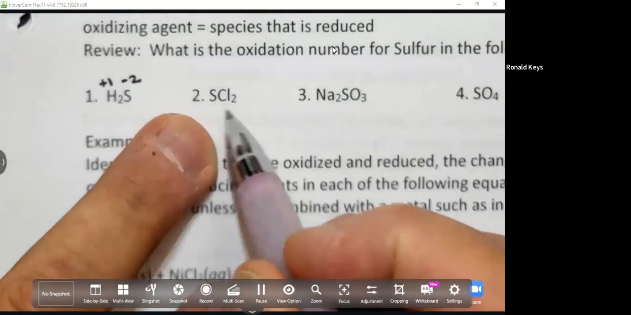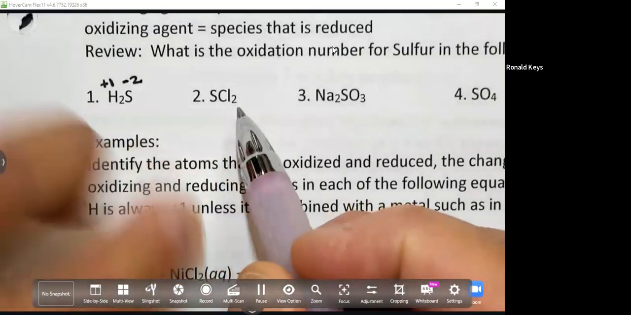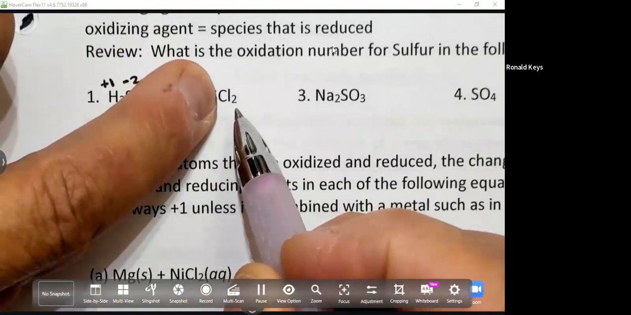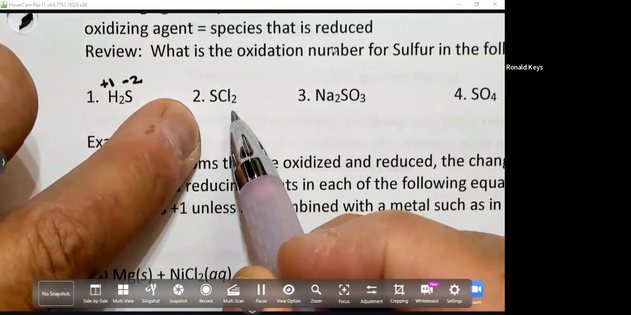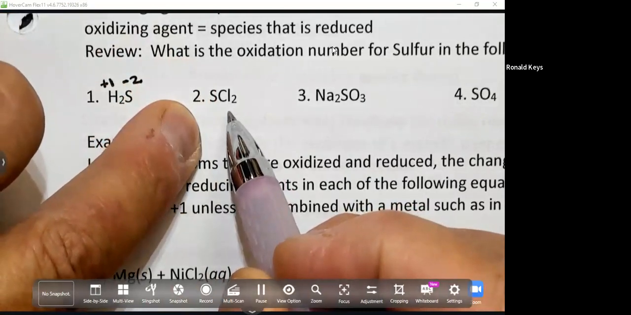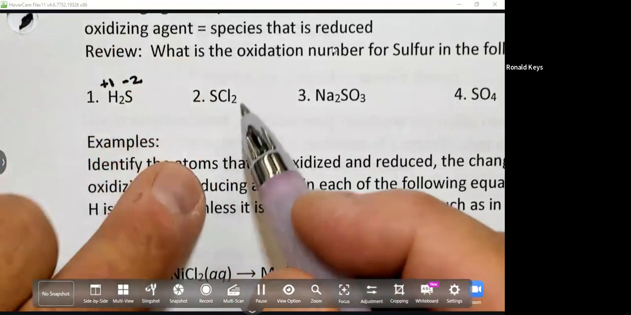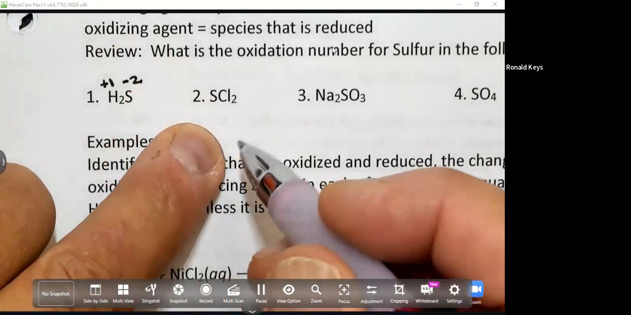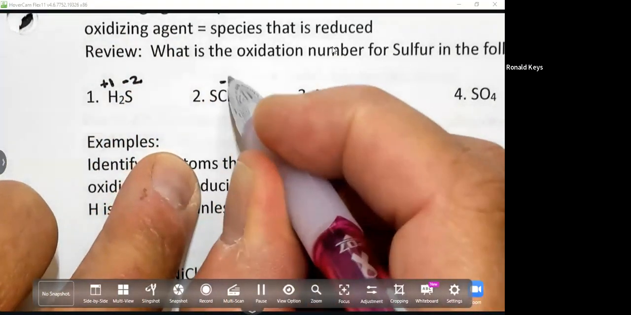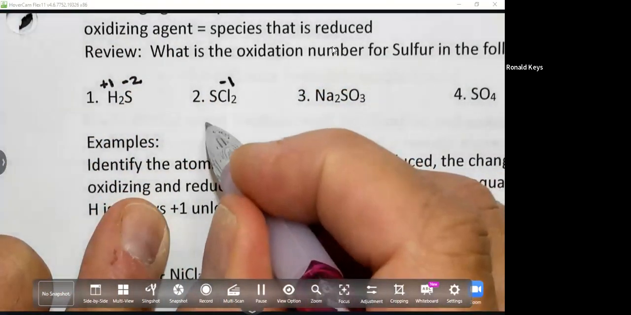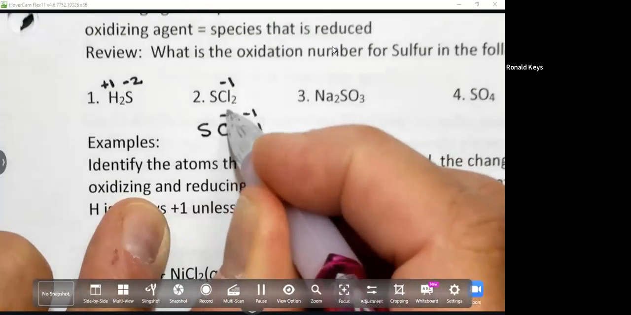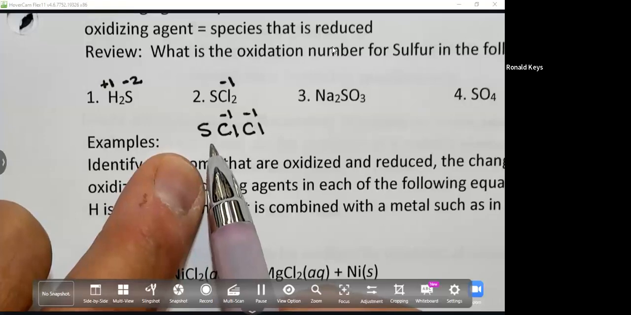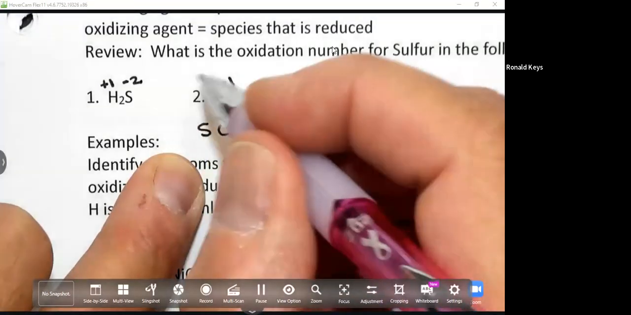Always look at the negative first. What does this Cl have to be? It's chloride, right? What's the charge of chloride? -1, right? If we have two of them, -1, -1, what's the charge of sulfur? +2.